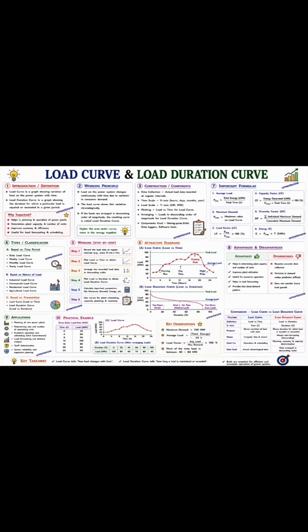Working, step by step. Step 1. Record the load data at regular intervals, e.g., every 15 minutes or 1 hour. Step 2. Plot load versus time to obtain the load curve. Step 3. Arrange the recorded load data in descending order. Step 4. Plot load versus duration to obtain the load duration curve. Step 5. Calculate important parameters such as maximum demand, energy consumption, load factor. Step 6. Use the curves for plant scheduling, capacity planning, and economical operation.